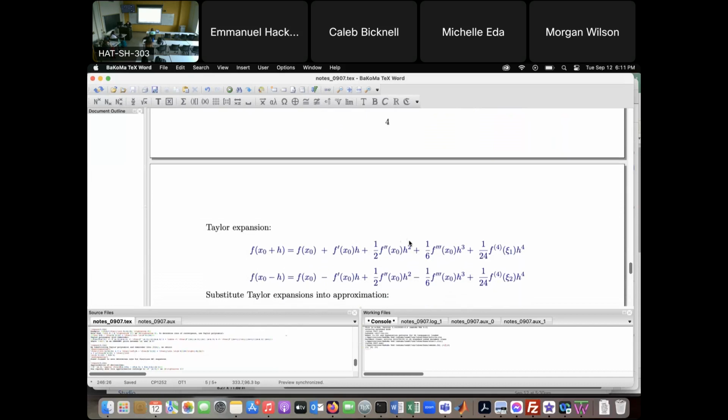But I want to emphasize that with Taylor's theorem, the remainder is evaluated at an unknown point between the center and the point you're evaluating at. So c1 is some unknown value between x naught and x naught plus h. Here too, in the second expansion, you have an unknown value, but it's between x naught and x naught minus h. So these two are different. I want to keep that in mind for later.